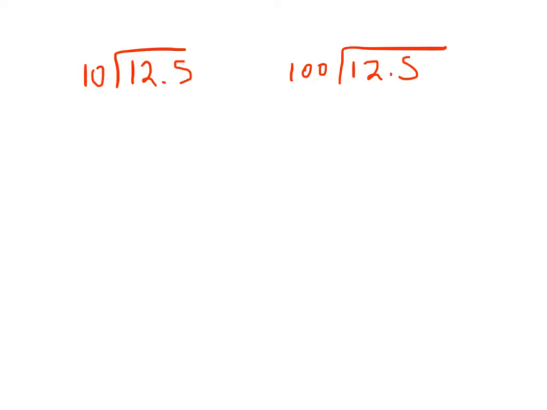Alright, in the first part we see here we've got 12.5 divided by 10, and over here we've got 12.5 divided by 100. In each case, the quotient has the same number of digits, and what we're looking at here is the shift in the position of the decimal. So in each situation here, the decimal is going to stay in the exact same position. We're going to put that up above.